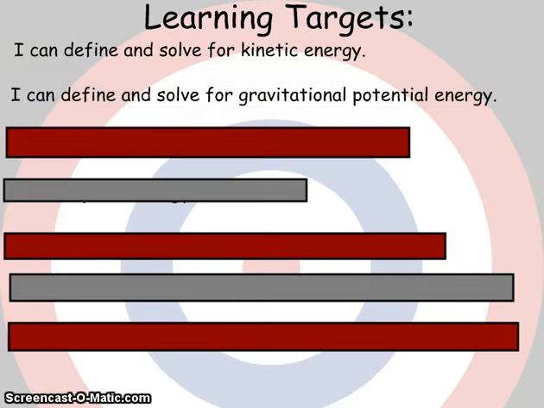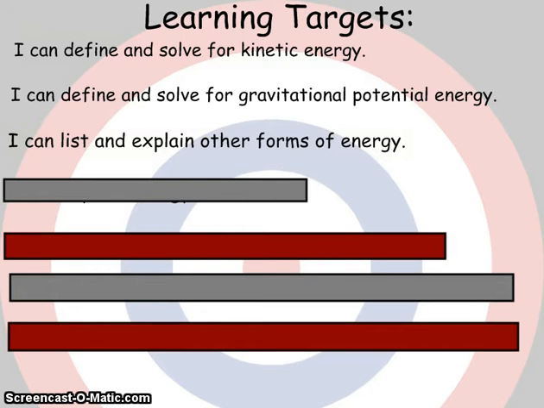I can define and solve for gravitational potential energy. Gravitational potential energy is the energy that we transfer to an object when we lift it against gravity and give it the energy of position. The equation for gravitational potential energy is GPE equals weight times height.